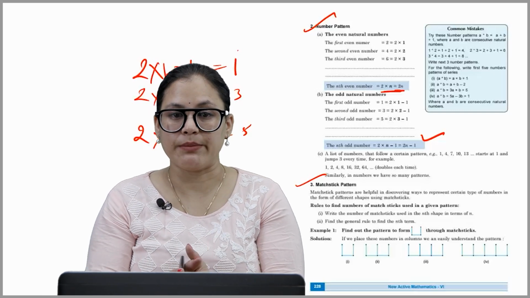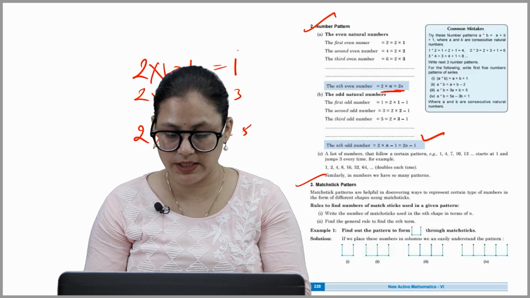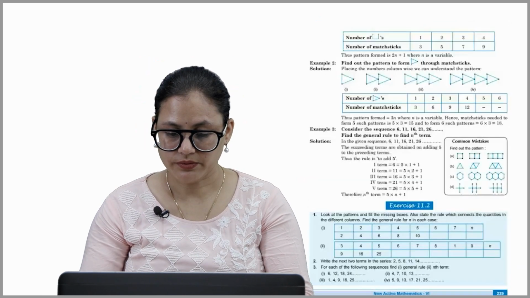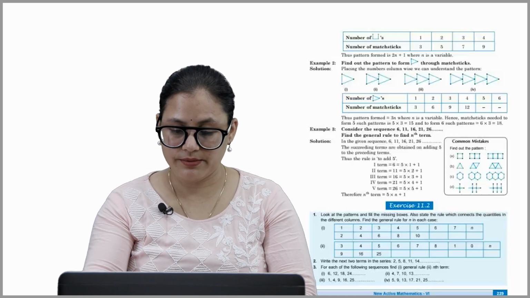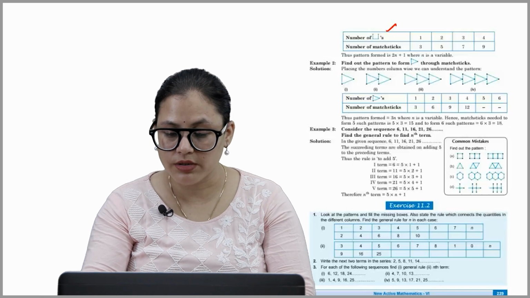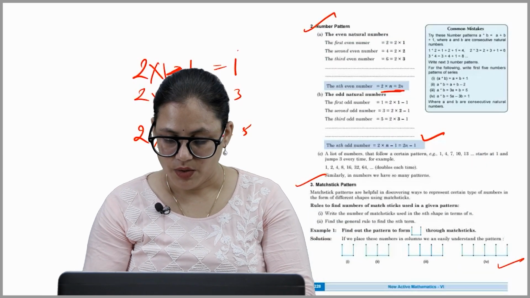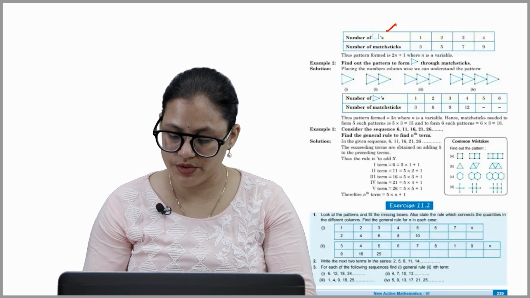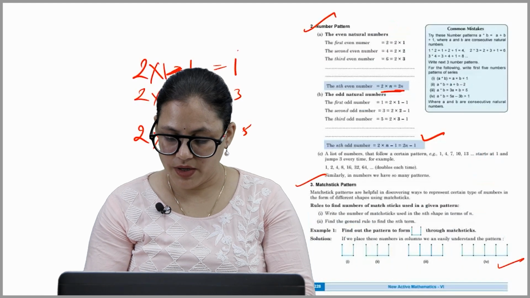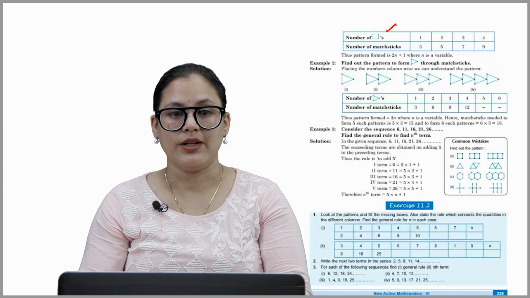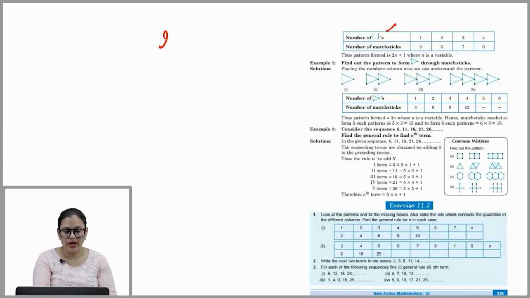If we place these numbers in a column, we can easily understand the pattern. See. Can you see the pattern? So the number of these: 1, 2, 3 and 4. The number of matches used here is 3. Have a look. 1, 2, 3 and then the number of matchsticks here we have used is 5. See, 1, 2, 3, 4, 5. Similarly 7 and 9. So the pattern formed is what? 2n plus 1, where n is a variable, right?